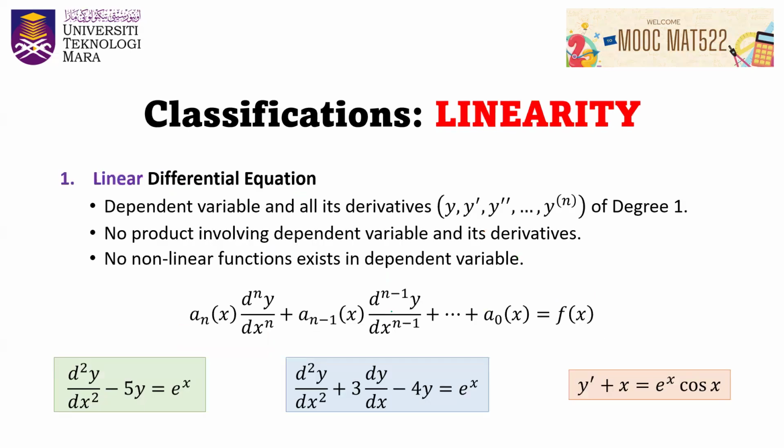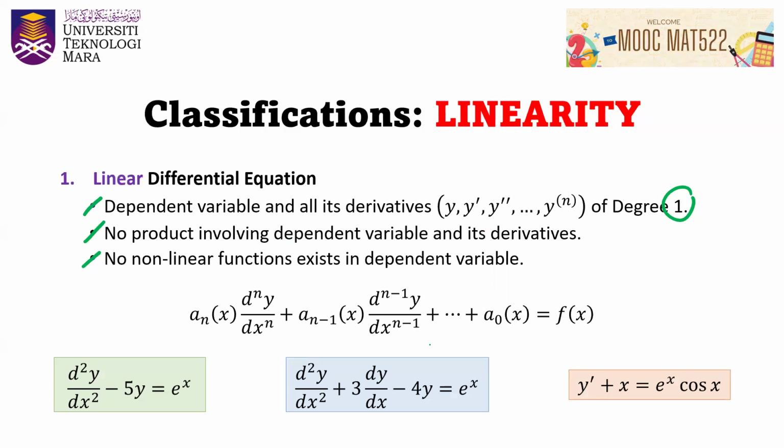The last classification is with respect to linearity. To decide whether a differential equation is linear or nonlinear, we can observe the following three properties. First, the dependent variable and all its derivatives should be of degree 1. Second, no product involving the dependent variable and its derivatives. Finally, there should be no nonlinear functions in the differential equation involving the dependent variable. Now, we can easily see that the three examples given here are all linear differential equations.